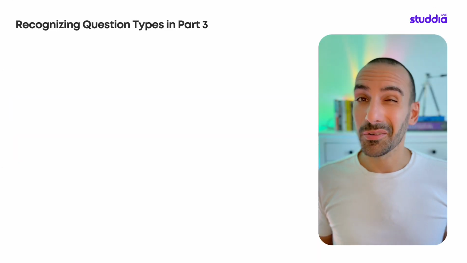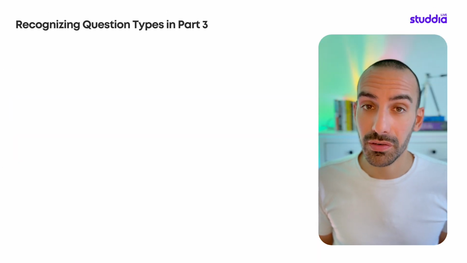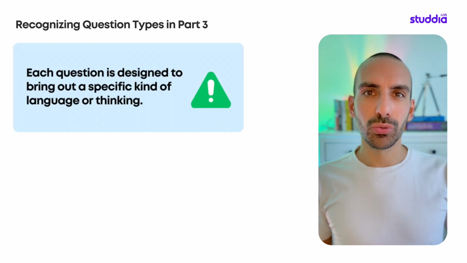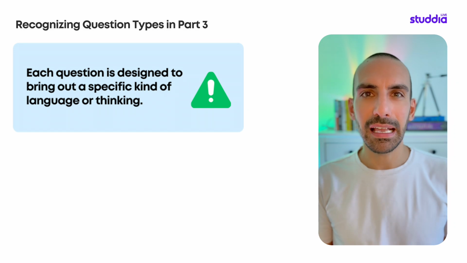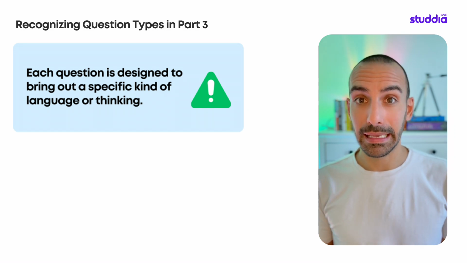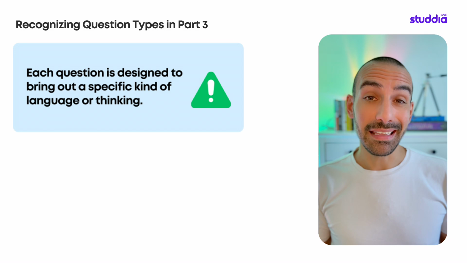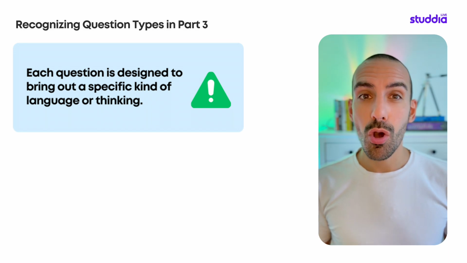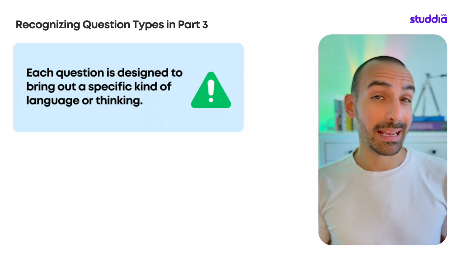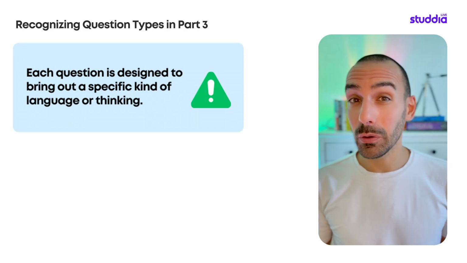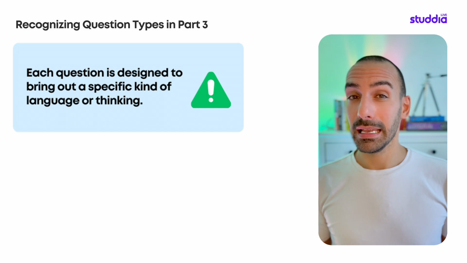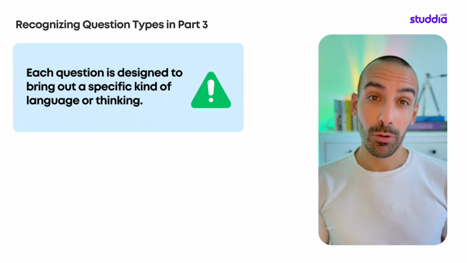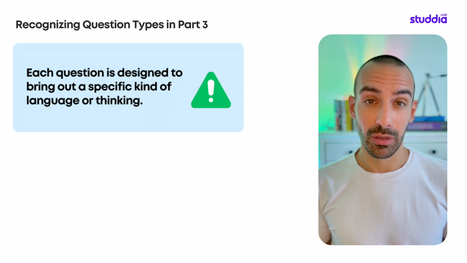Part 3 questions are not random, they follow certain patterns, and each type of question is designed to bring out a specific kind of language or thinking. This means that if you can recognize the type of question you're being asked, you know what kind of answer is expected, what kind of language you should use, and what structures to aim for. We'll now go through the most common categories of part 3 questions.